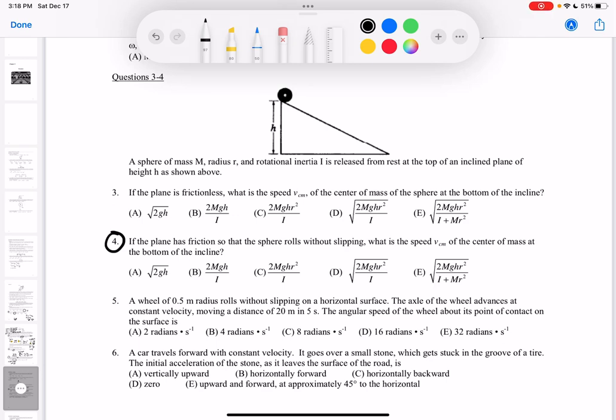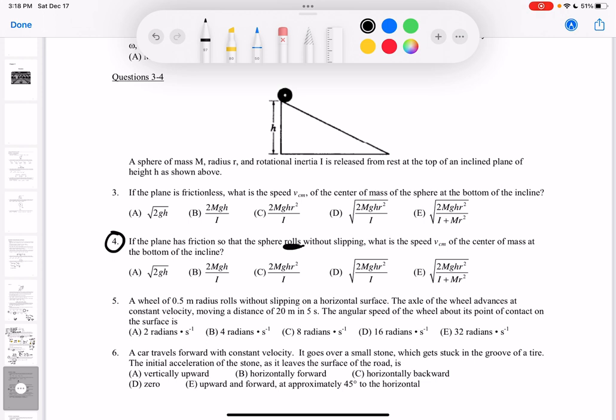Hello, let's look at number 4. So it says, if the plane has friction so that the sphere rolls without slipping, what is the speed, VCM, of the center mass at the bottom of the inclined plane? So now it's going to roll, okay, which means I do have friction, which means it's going to be rolling.